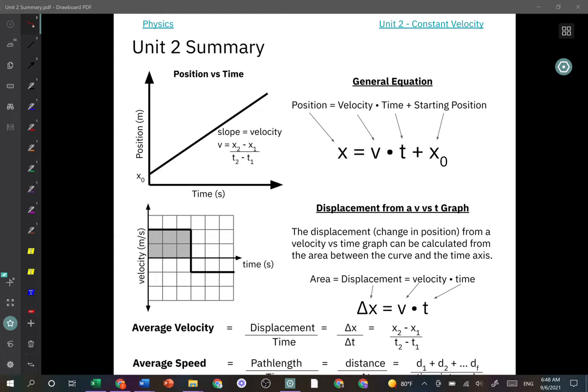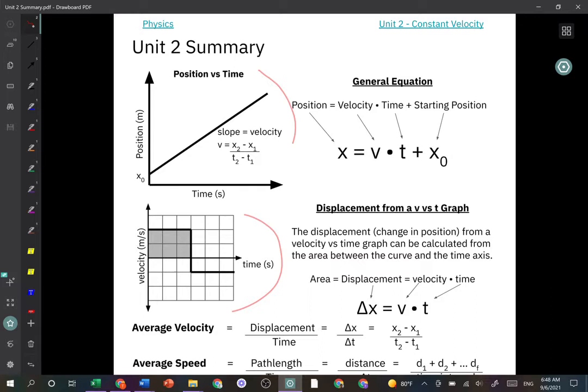Unit 2 Summary. In Unit 2, we learned how to represent motion in 4 ways. We learned how to represent it in words, with a motion map, using a position versus time graph, as well as using a velocity versus time graph.